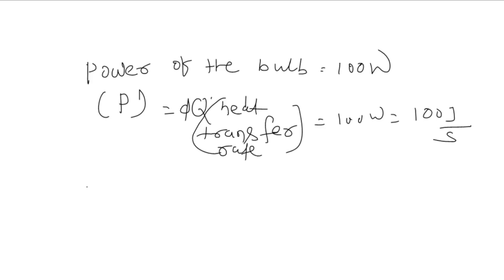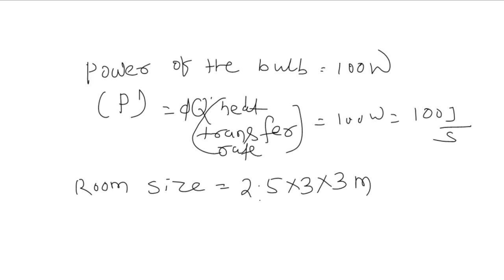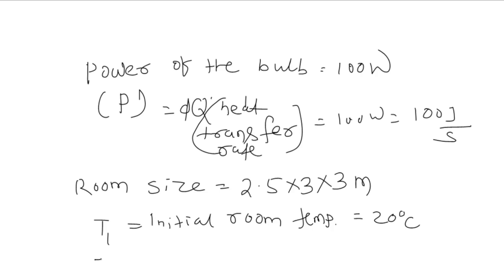Room size is given, 2.5 by 3 by 3 meter. Length is 2.5, breadth is 3, height is 3 meter. Next, the data given is the initial room temperature, let's say T1, that is 20 degree Celsius, and the final temperature of the room after 24 hour is not given, we have to calculate it.